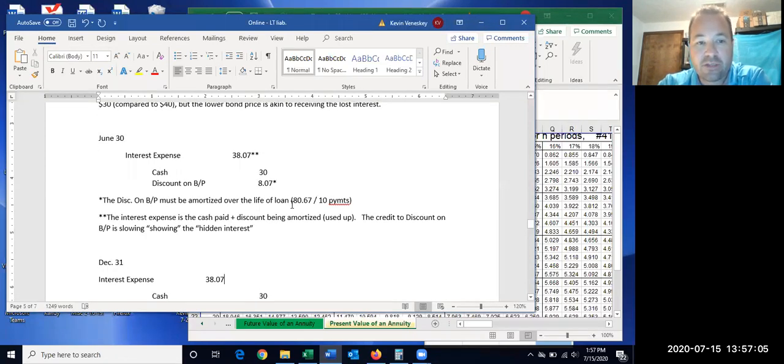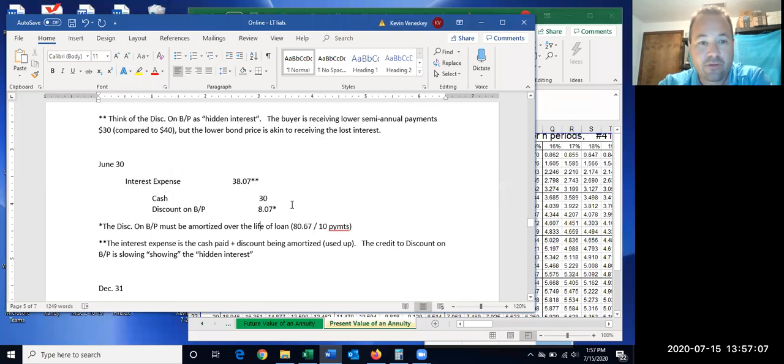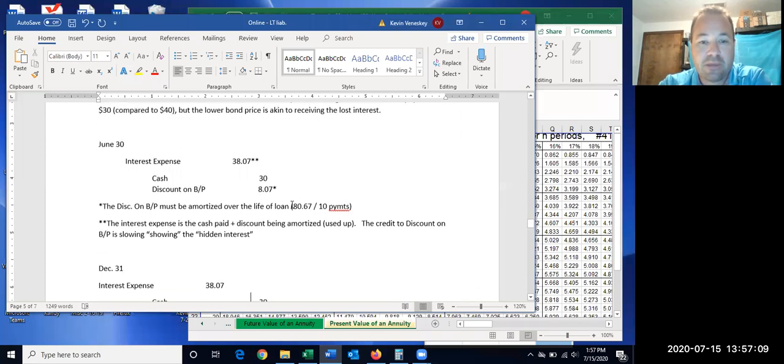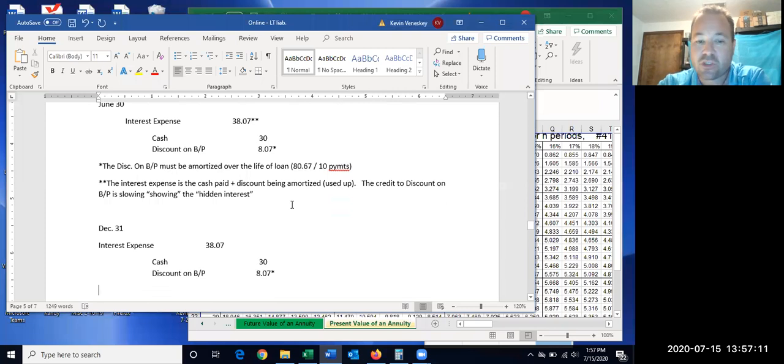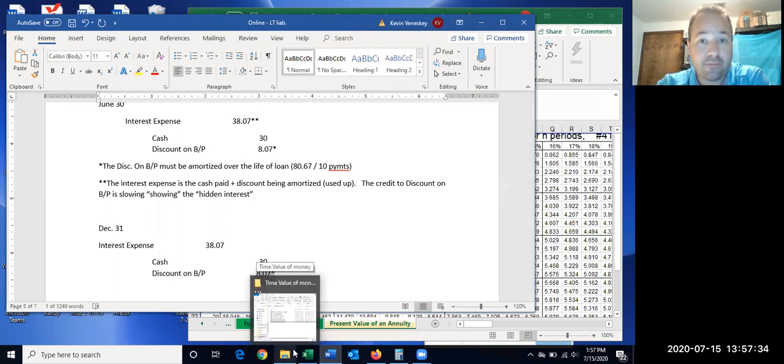And then as we go on, this would have been for June 30th, every single payment is going to be the same when we use the straight line method. The straight line method meaning the $8.07 stays the same. I continually use the $80.67 and divide it by 10, just like doing straight line depreciation, and it stays the same. And by the time we get to the 10th payment, my entire discount is gone away.